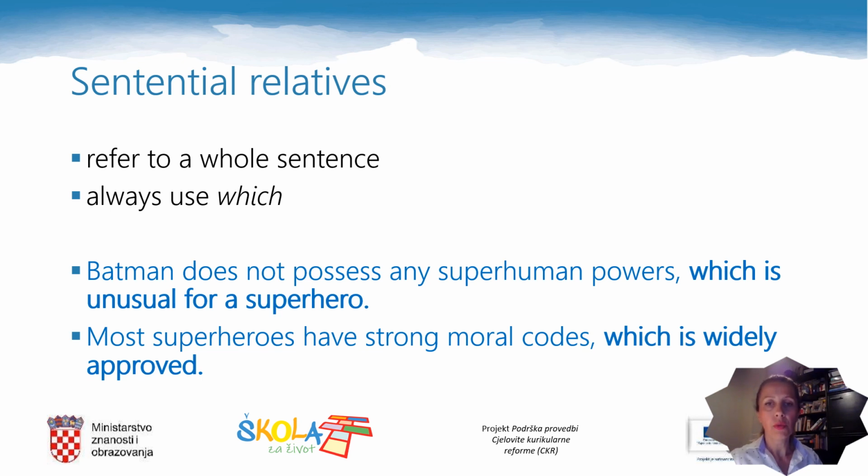Sentential relatives, or also called connective relatives, do not refer to a preceding noun. They refer to a whole sentence, and they actually provide a commentary on the whole preceding sentence. The pronoun to use with sentential relatives is always which. Batman does not possess any superhuman powers, which is unusual for a superhero. So the sentential relative is a commentary.